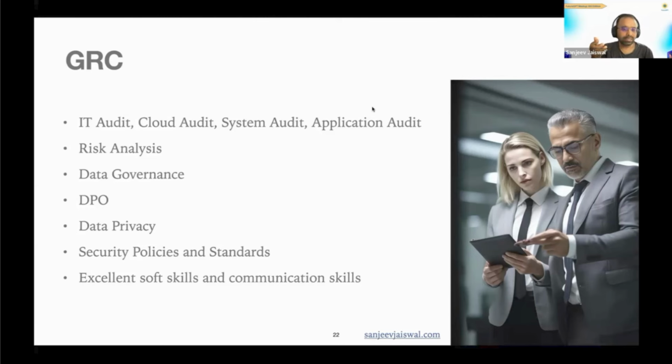It covers all the auditing part, the investigation part. So it can be for anything. It can be for the overall organization, it can be for your cloud, it can be for your application, or, let's say you are a finance company, so a finance kind of audit. There are so many things. You are the one who may be checking all these security policies and standards, and whether people are following them or not.